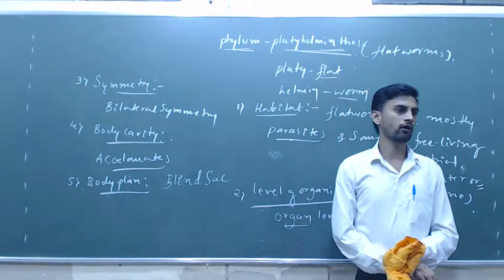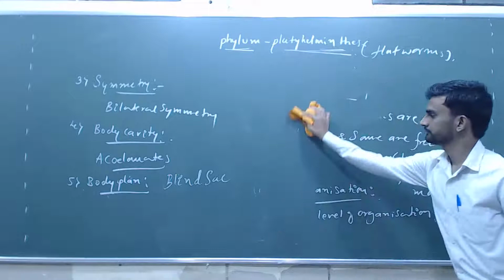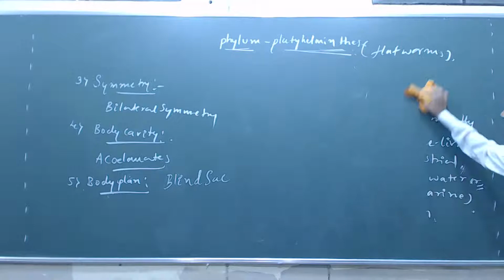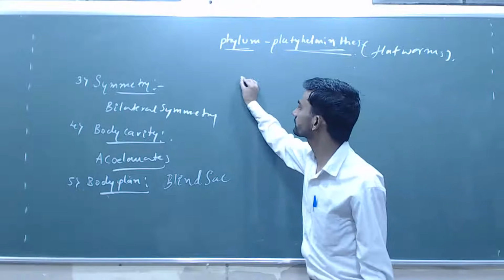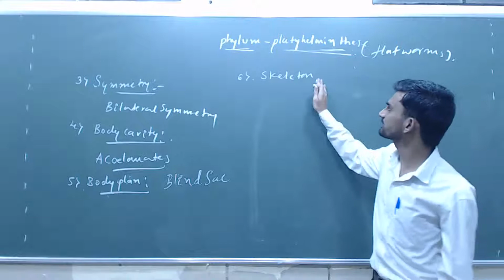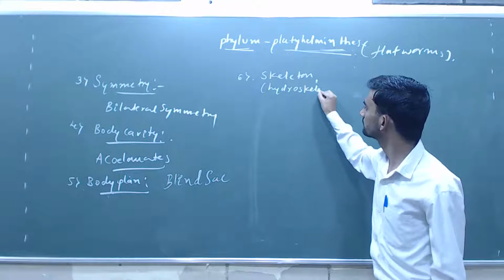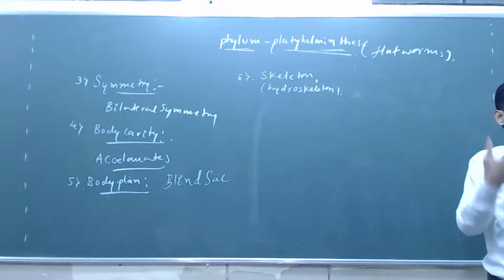After body plan, we'll discuss one more basis of classification. Next, we'll write it down: the sixth characteristic feature. The sixth is skeleton. Usually you will not find a skeleton. If it is there, it is in the form of a hydroskeleton. Parenchyma will be there in the mesoderm, and that parenchyma maintains what we call the skeletal system. So a true skeleton is not there, it is in the form of a hydroskeleton.